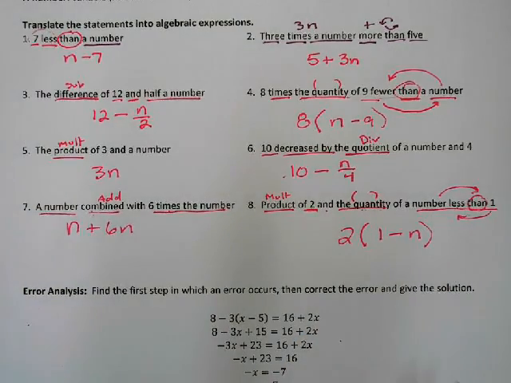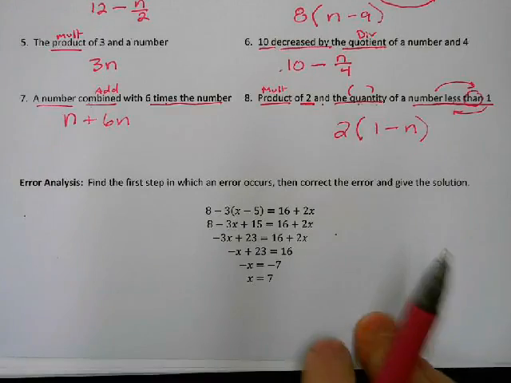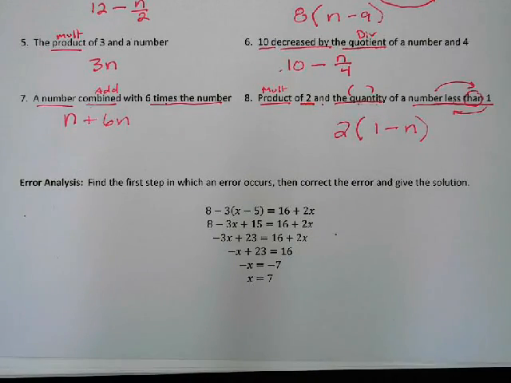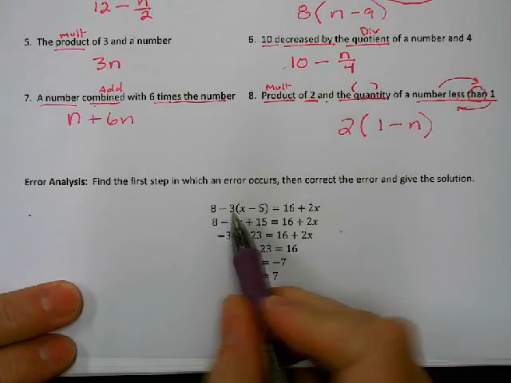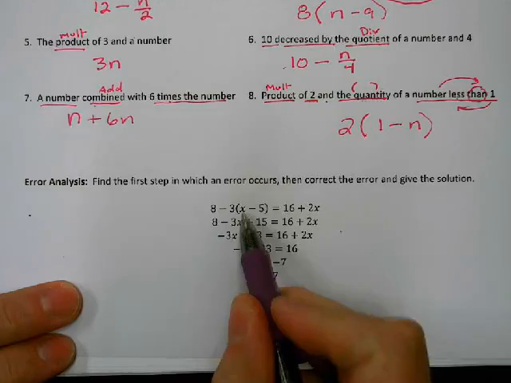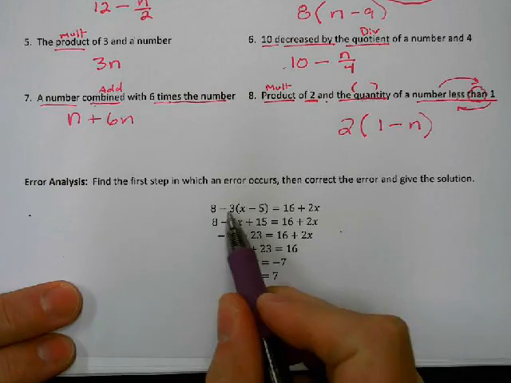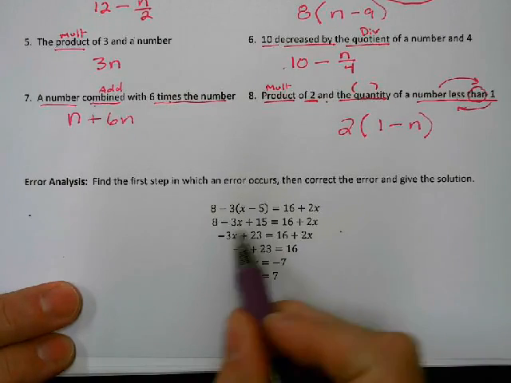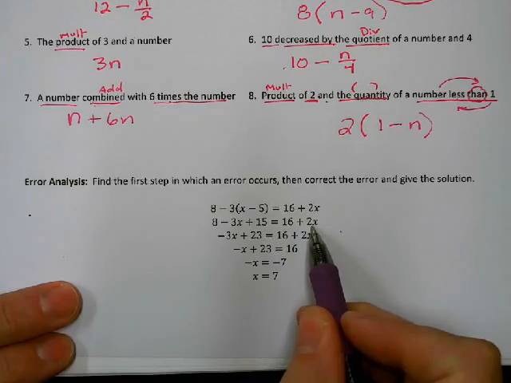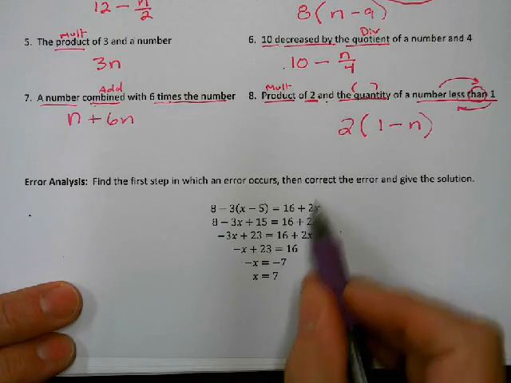All right, last thing we got is error analysis. So you're going to have problems like this that have been solved, but you have to find the error. So normally we would distribute first. Let's see, -3 times x is -3x. -3 times -5, 15. No error so far. The 8's still there, the 16 is still there, and the 2x is still there.